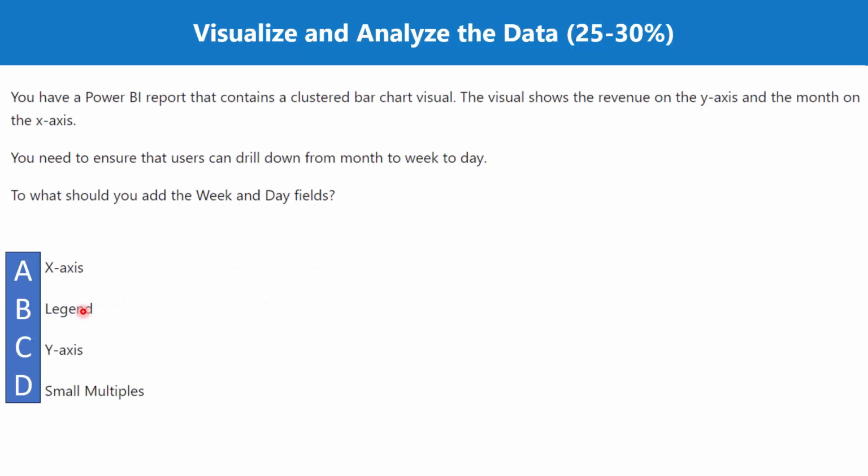Question 19. You have a Power BI report that contains a cluster bar chart visual. The visual shows the revenue on the y-axis and the month on the x-axis. You need to ensure that the users can drill down from the month to week to day. To what should you add the week and day fields? And the options include x-axis, legend, y-axis, and small multiples. So let's have a look at the answer.